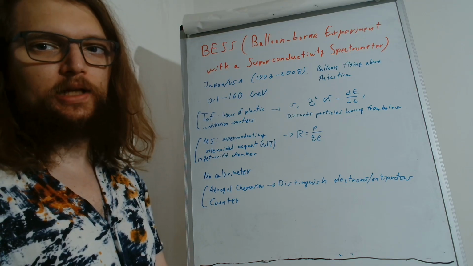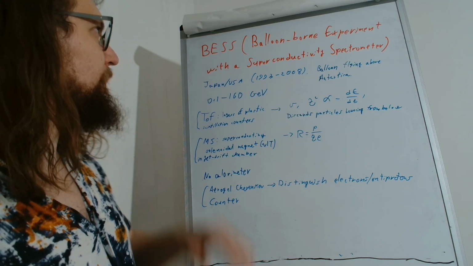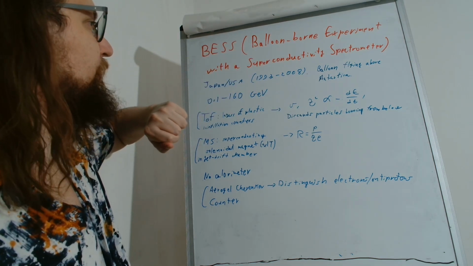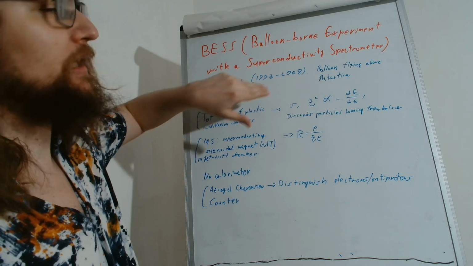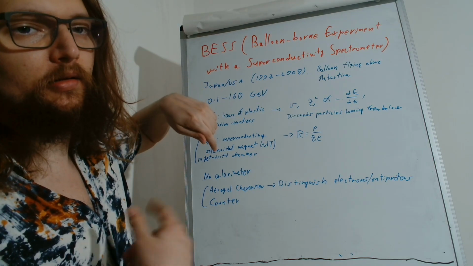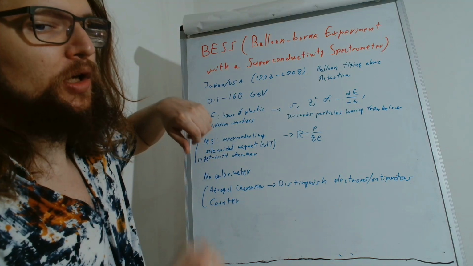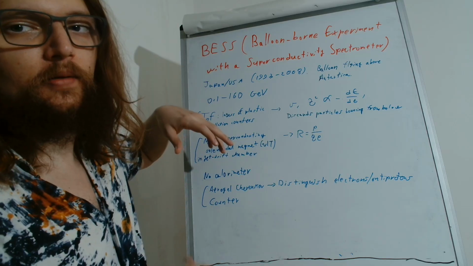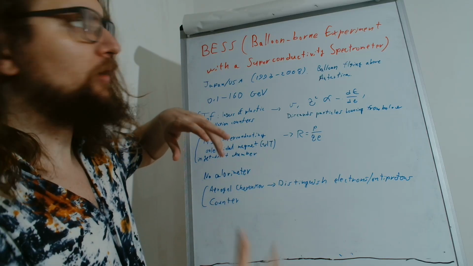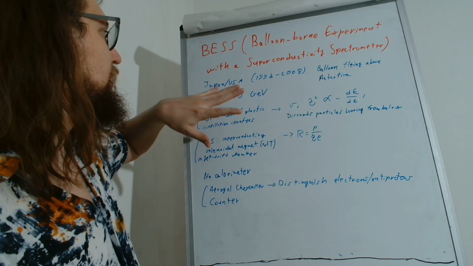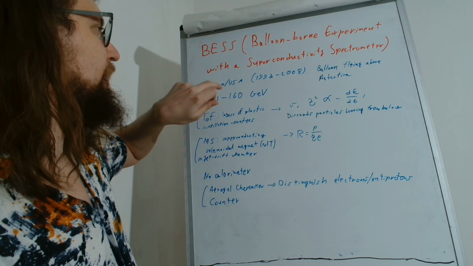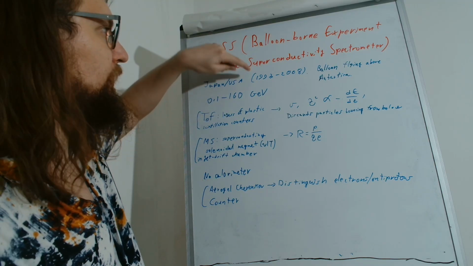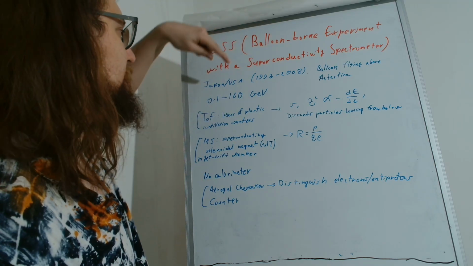An example of a direct cosmic ray detector is BESS, the Balloon-borne Experiment with a Superconducting Spectrometer. It was a balloon flying above Antarctica, because Antarctica is at the South Pole, and so there are a lot of low energy cosmic rays, and also because the vortices at the South Pole could keep the balloon afloat. And it is a Japan-USA collaboration. It operated from 1993 to 2008.